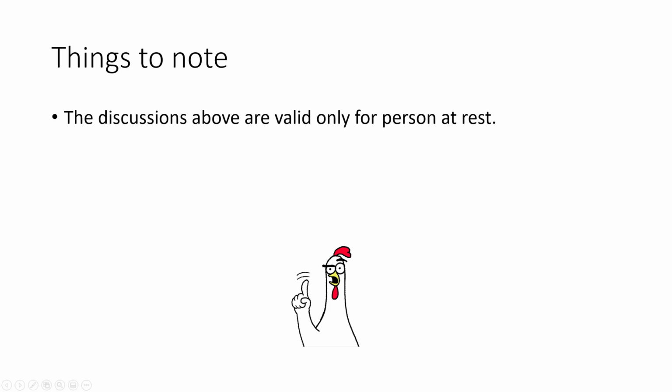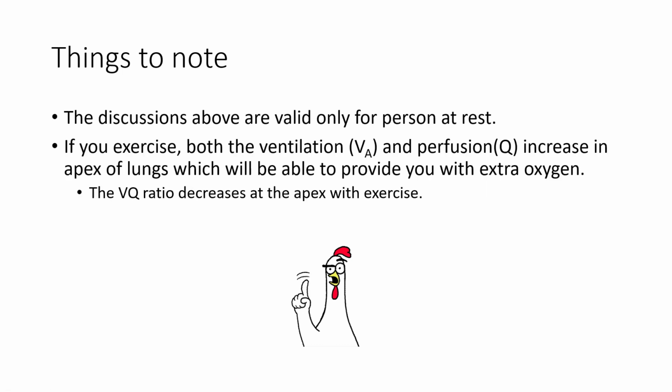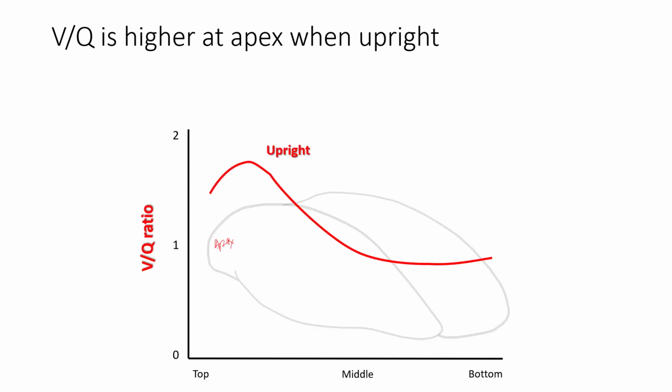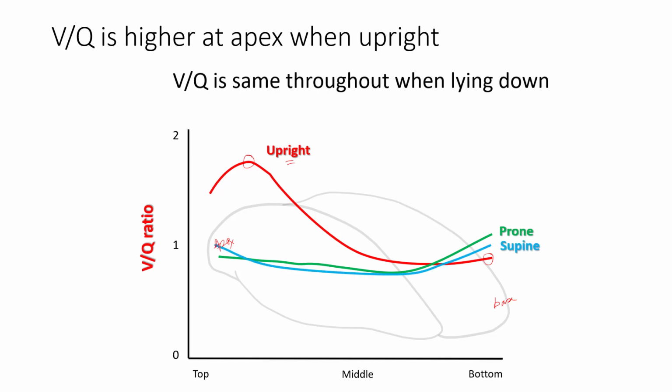Things to note, the discussion that we talked about is valid only for a person at rest, and these numbers change as you exercise or as different lung pathologies come into play. That's your apex of the lungs, and this is your base of the lungs. The VQ ratio is much higher in the apex as compared to the base when you are upright. However, if you are in prone or supine position, the VQ ratio is pretty much similar throughout.